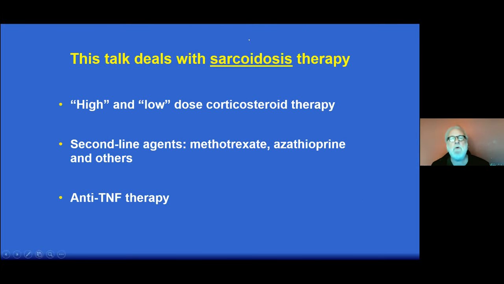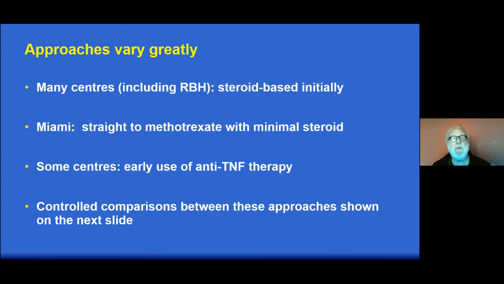And so I'm dealing with sarcoid therapy, which you can categorize roughly as high and low dose steroids, second line agents, and anti-TNF therapy. Approaches around the world, especially to the initiation of treatment, are hugely variable. We have a steroid-based approach initially, and I would say that is the majority approach. But Boffman and colleagues, I have huge respect for his guru-like qualities when it comes to treatment, favors straight to methotrexate with minimal steroids. And then especially in the USA, some centers really like the space-age biologics and use these pretty much at the outset.